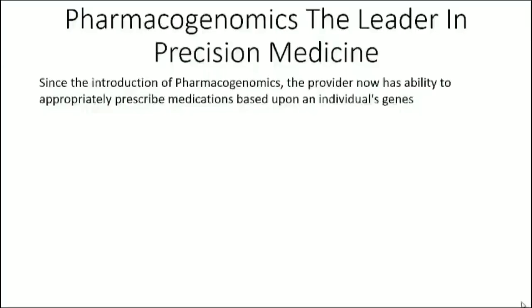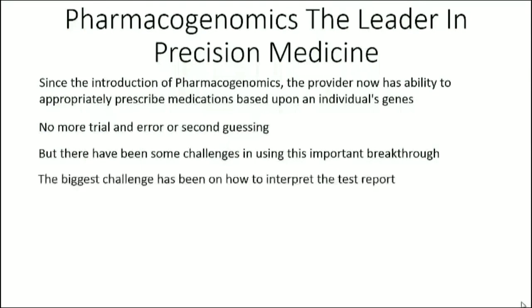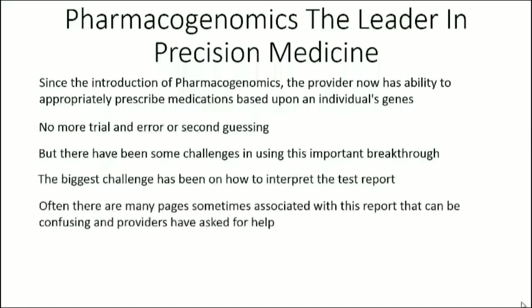We need help. Since the introduction of pharmacogenomics, the provider now has the ability to appropriately prescribe medications based upon an individual's genes. No more trial and error or second guessing. But there have been some challenges in using this important breakthrough. The biggest challenge has been how to interpret the test report. Often there are many pages associated with this report that can be confusing, and providers have asked for help.